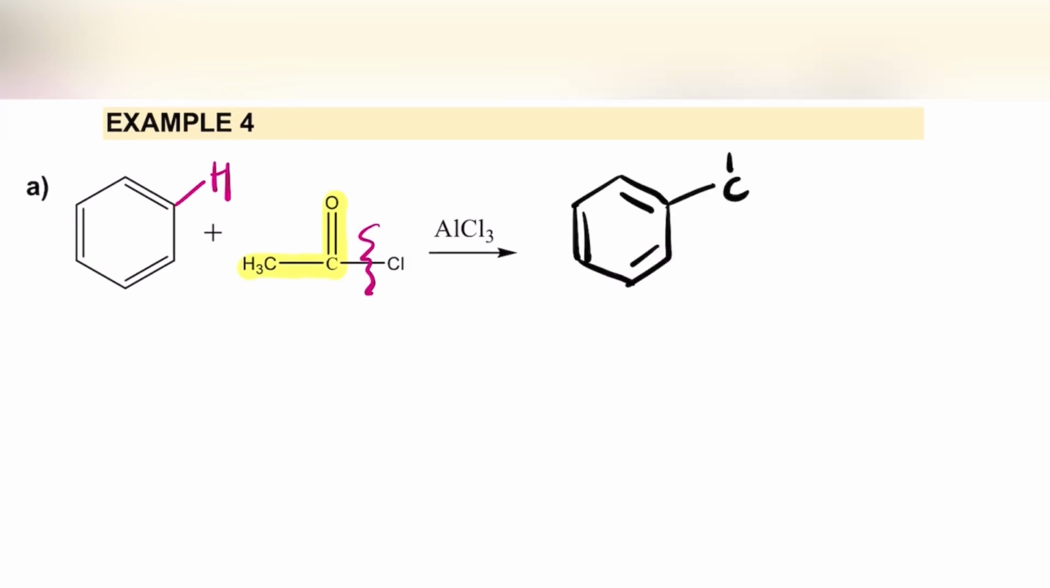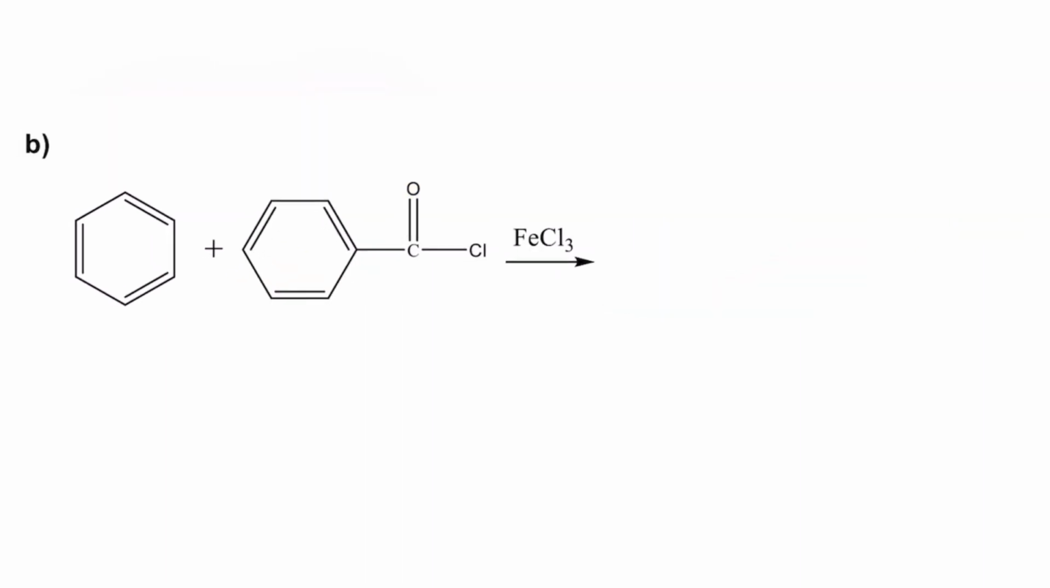Make sure you bond it to carbon double bond O and then your CH3, plus the side product is HCl. So this is my product, and I got my aromatic ketone here. Let's try another example.